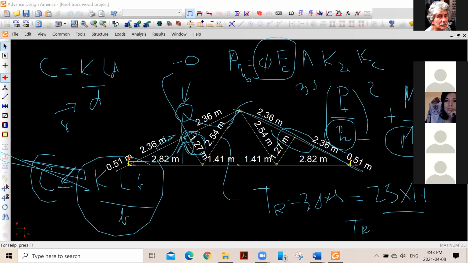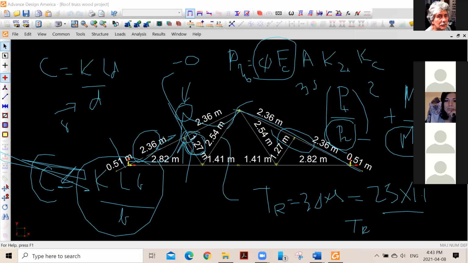For that one, I was wondering, I used the unsupported length that it was 1.27, but I don't know if that's the one I'm supposed to use. No, for this one here, for the top chord, the unsupported length is 2.36 meters, assuming the joist. You see? I wasn't sure what the unsupported length was.